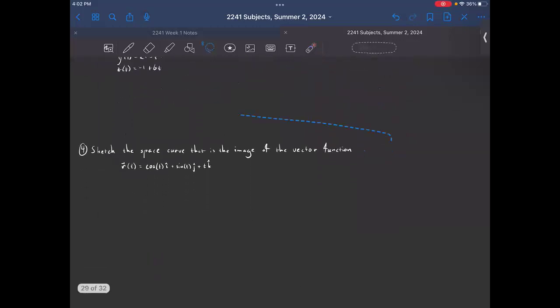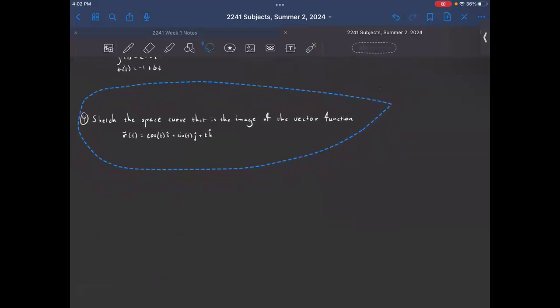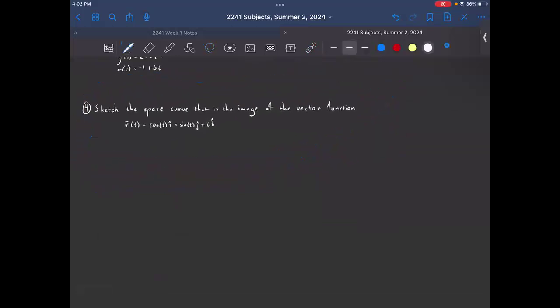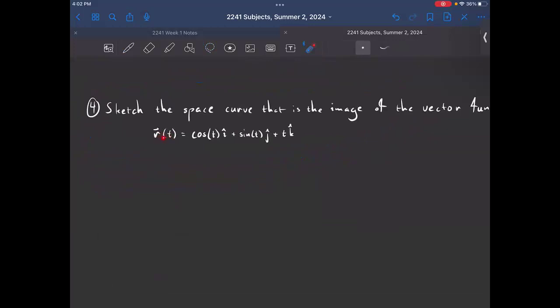Last, we want to, I'm going to move this up a little bit, give us some more space. Last, we want to sketch the space curve that is the image of this vector function down here. Okay, so we have r of t equals cosine t, sine t, and then t for the k hat component. All right, well, let's write down our parametric equations. And maybe we'll understand some stuff a little better. z of t equals t.